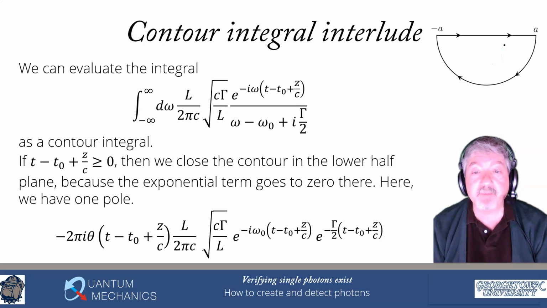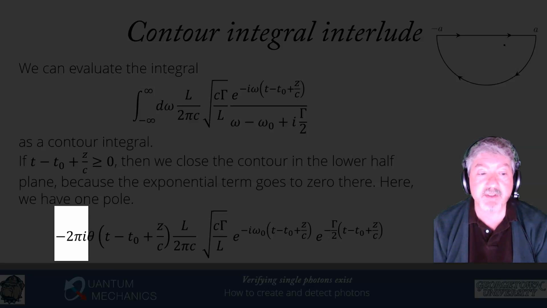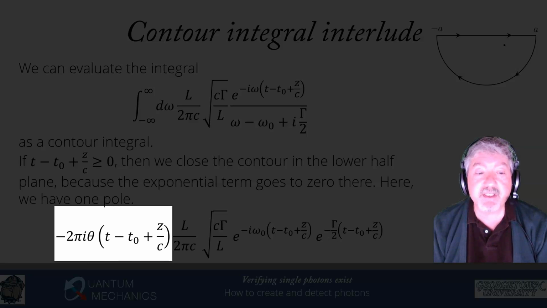So when we calculate by residues, we're going to get a 2 pi i times the winding number. The winding number is -1 because we're going in a clockwise direction rather than a counterclockwise direction. There's a theta of t minus t0 plus z over c because, remember, that's the unit step function, because this integral was equal to 0 when t minus t0 plus z over c was less than 0. And now for t minus t0 plus z over c bigger than 0, we're calculating what it is.